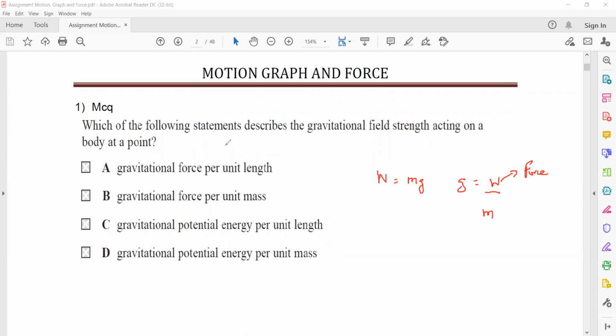So which of the statements describes the gravitational field strength or value of g? So it is gravitational force or weight per unit mass. So B is the right answer. Is it clear?